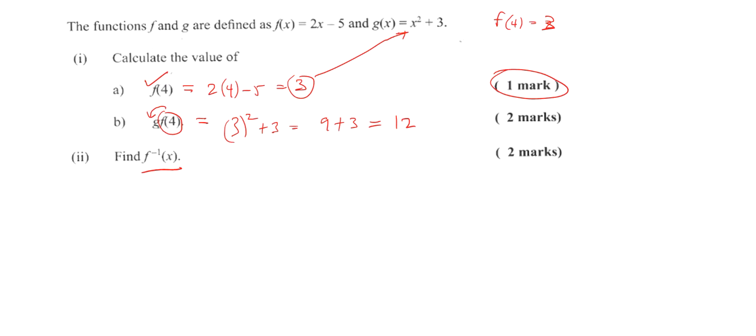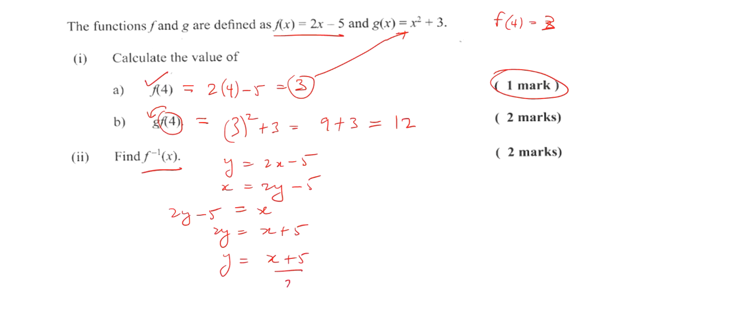Next thing is to find the inverse of f. This one again is straightforward. We're going to let y equal 2x minus 5. Then we interchange x and y. So x is equal to 2y minus 5. We can write this as 2y minus 5 is equal to x. 2y is equal to x plus 5. And therefore y is equal to x plus 5 over 2. So therefore f inverse of x is equal to x plus 5 over 2.